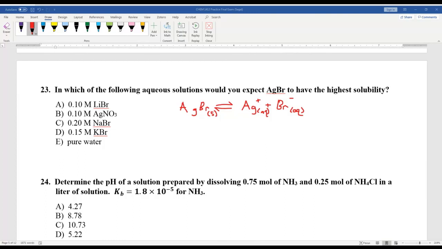So will AgNO3 make this more or less soluble? Less soluble. Will NaBr make this more or less soluble? Will KBr make it more or less soluble? So each of these things makes it less soluble than pure water. The answer, therefore, would be pure water. Now, if you were to have something like this, let's say it was silver carbonate.